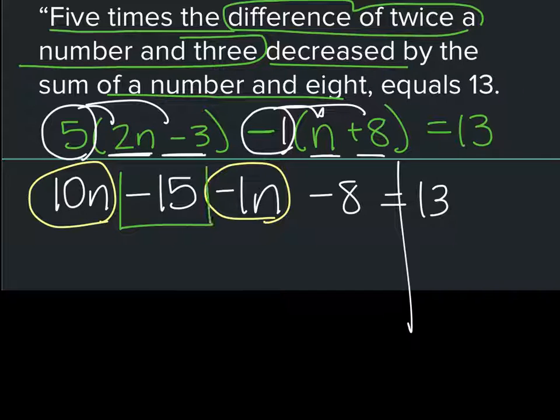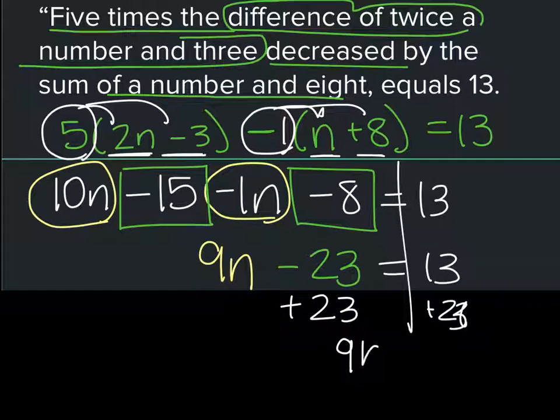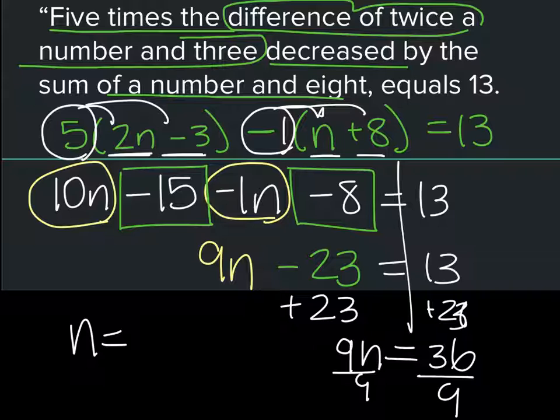Now we're going to combine like terms. Here and here. So 10n minus n would be 9n. Negative 15 minus 8 would be negative 23. And that's going to equal 13. Then we're going to add 23 to both sides. We get 9n equals 36. And then divide by 9. So our number is 4.